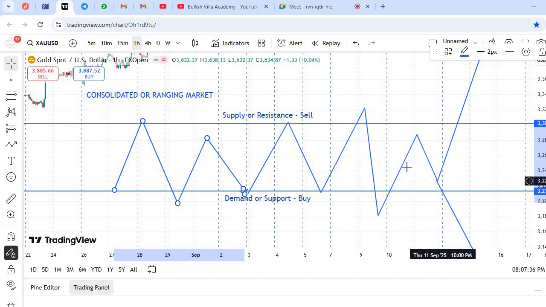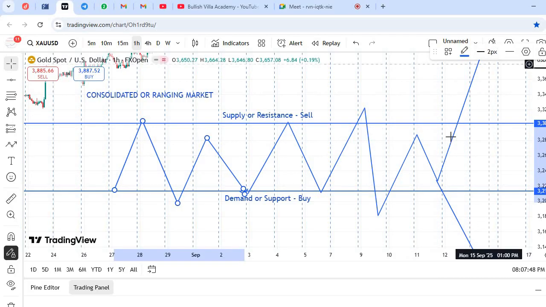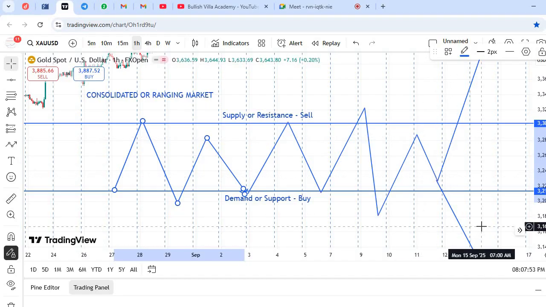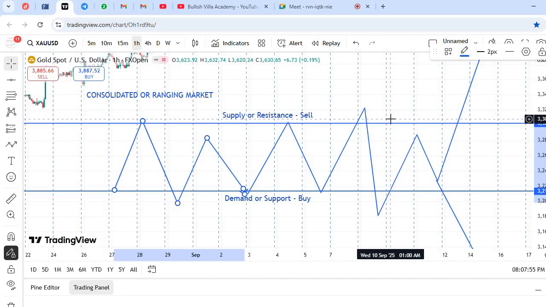So now, after consolidation, it is either the price goes up or it goes down. Once the consolidation is over, the price expands either upwards or downward. Now, when will you know when the consolidation is over?